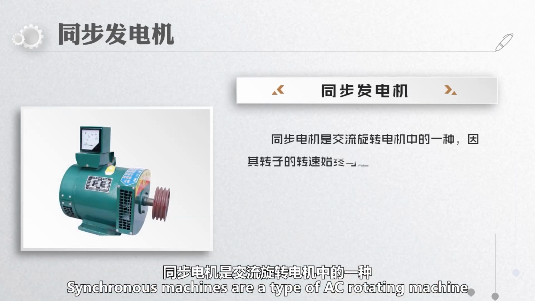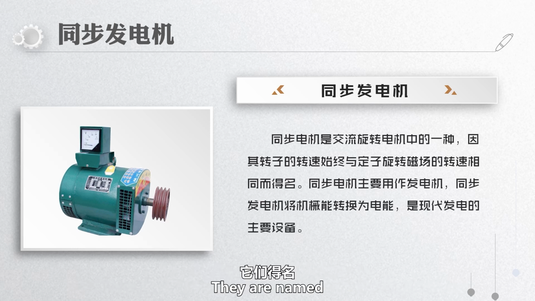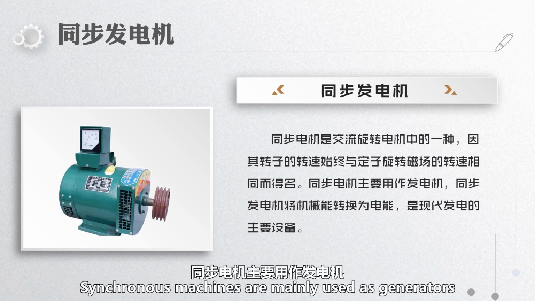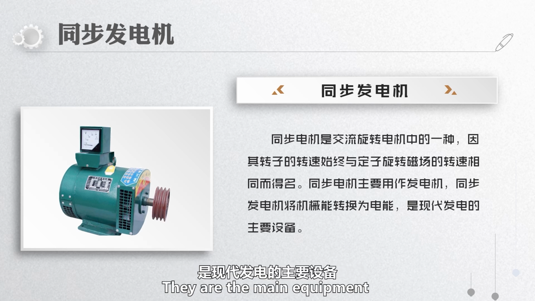Synchronous machines are a type of AC rotating machine. They are named because their rotor speed is always the same as the speed of the stator's rotating magnetic field. Synchronous machines are mainly used as generators. Synchronous generators convert mechanical energy into electrical energy. They are the main equipment for modern power generation.